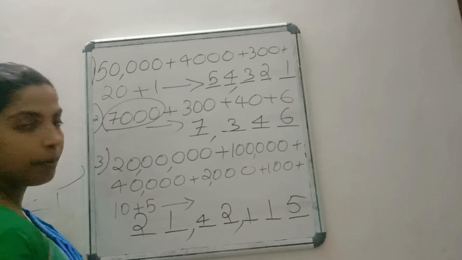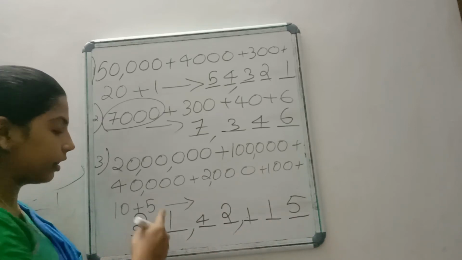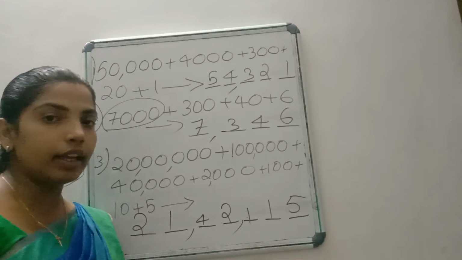How can we read this number? Ones, tens, hundreds, thousands, ten thousands, lakh, ten lakh. The number is 21,42,150. Is it clear?